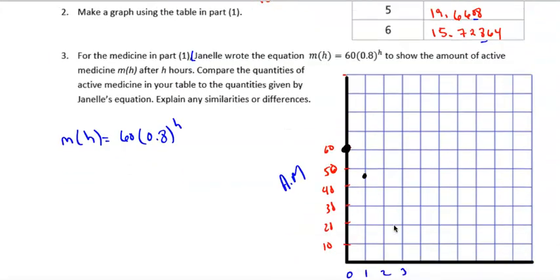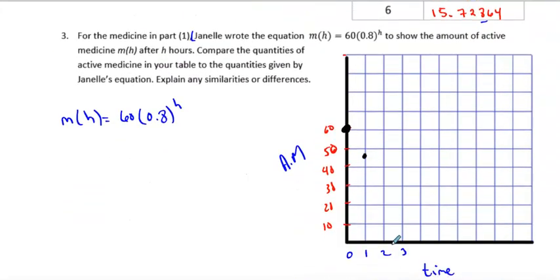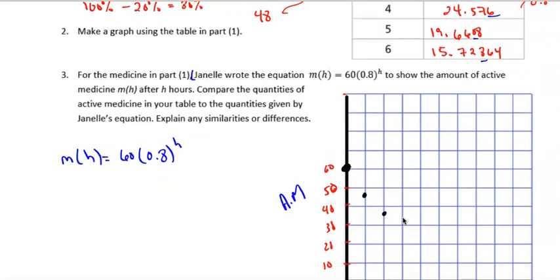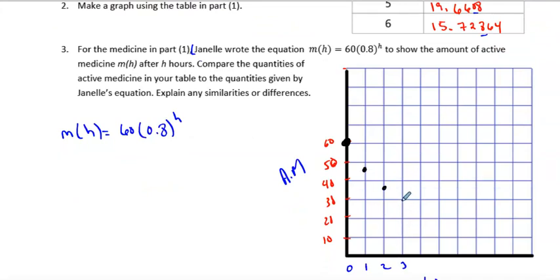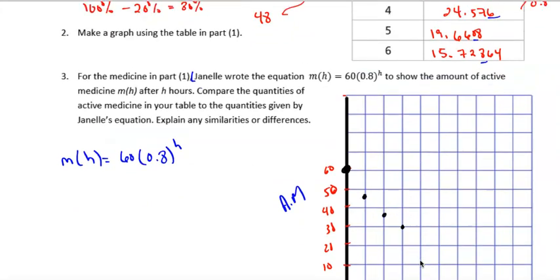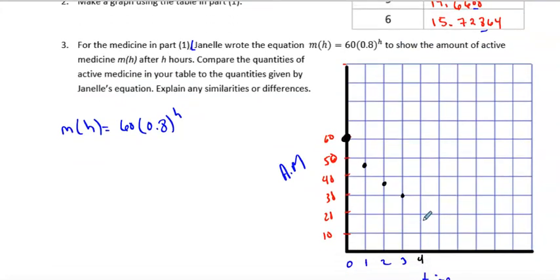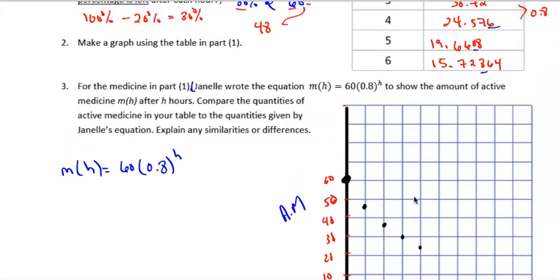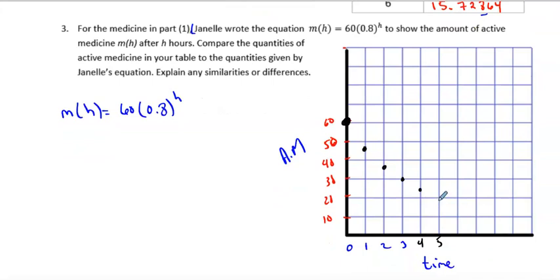At 2, we're at 38.4. So 38.4 is right around there. At 3, we're at 30.72. So at 3, we're about 30.72. Then we have 4, 24.576. So about 24, 25-ish. At 5, 19.66. So about 20. At 6, we're at 15. So about right here. And what you're going to start seeing is this coming down, down, down, down. All right, so this is what's going to happen here.